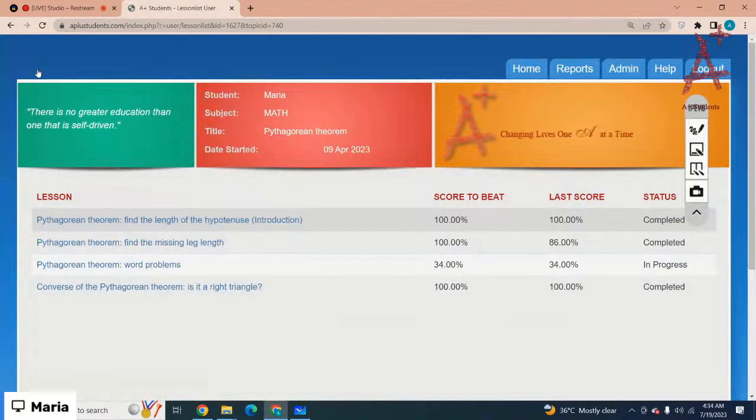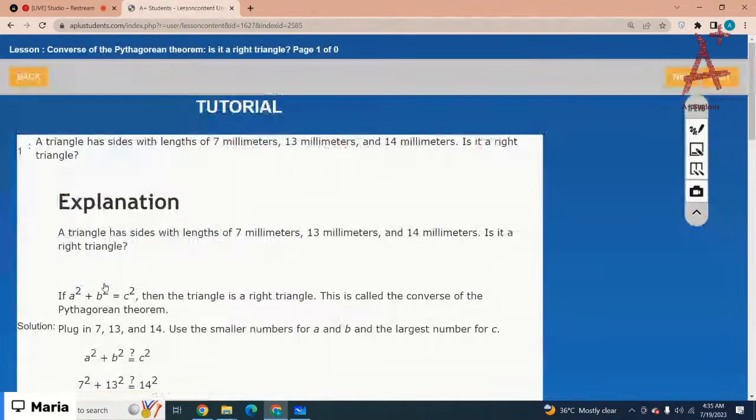Okay, the next one is the converse of the Pythagorean theorem. Is it a right triangle? Let's start with the first example. A triangle has sides with lengths 7 millimeter, 13 millimeter, and 14 millimeter. Is it a right angle triangle? You are given the lengths of the triangle and you have to see if it is a right angle triangle. If a square plus b square equals c square, then the triangle is a right angle triangle. This is called the converse of the Pythagorean theorem.